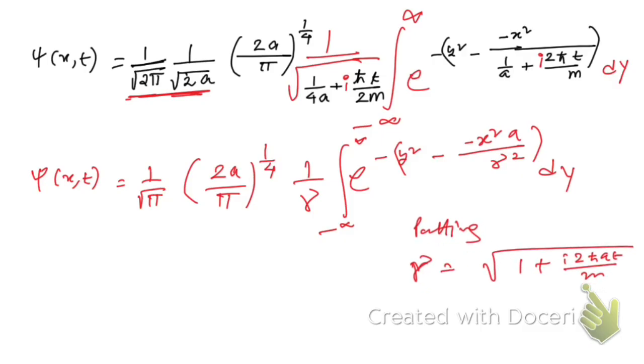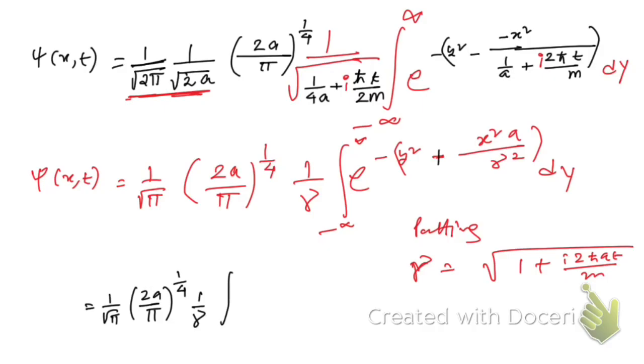Now you see, this part can be written this way, this minus, it will be plus, right? So we can write this, let's make it plus, okay? And now there you see, from here what we can do, 1 by root pi and 2a by pi, 1 by 4, 1 by gamma.